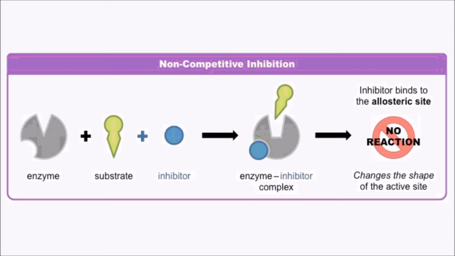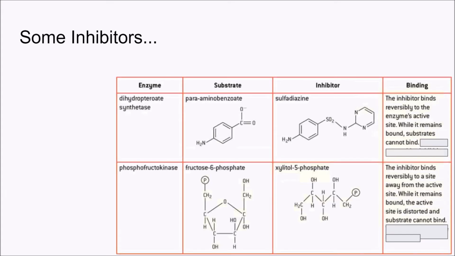Here's our non-competitive inhibition. So again, we have that allosteric inhibitor binds and changes the enzyme's conformation so that even if the substrate is present, there's no way it can bind.